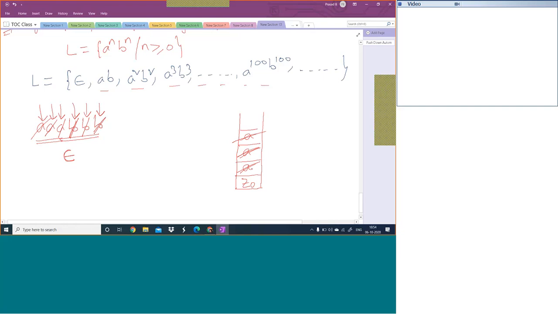If A's and B's are really equal, when the string becomes empty, the top symbol in the stack should be Z0. When the top symbol is Z0, we delete that Z0. Means here the stack is also empty. Stack empty and string is empty means it is accepted. So this is the logic.